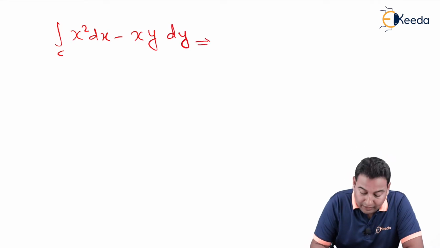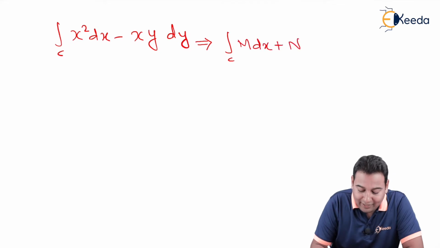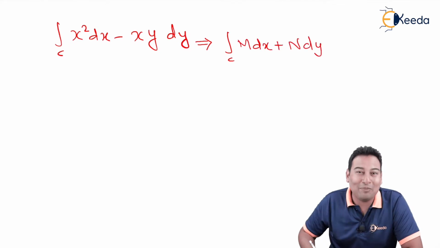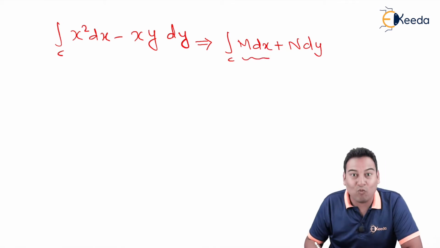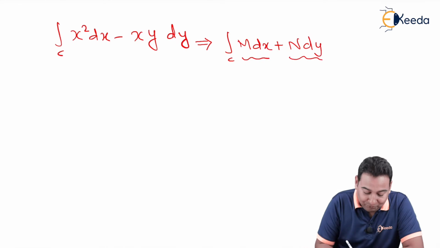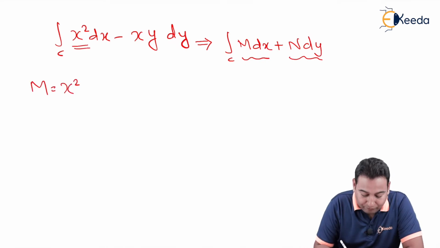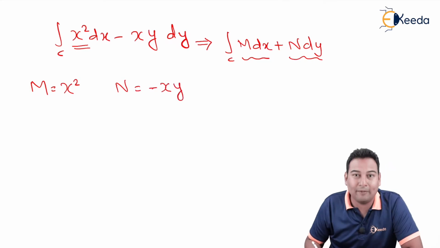Let me compare it with integration over C of M dx plus N dy. Can you tell me what is M, what is N? Whatever is with the dx is M, whatever is with the dy is N. Therefore friends, here M is x square and N is, please don't forget the minus sign, minus xy.